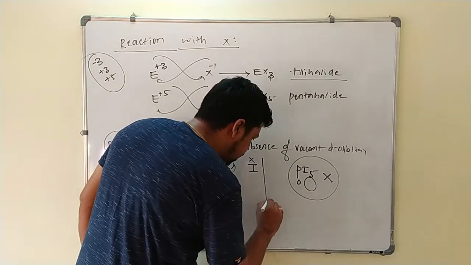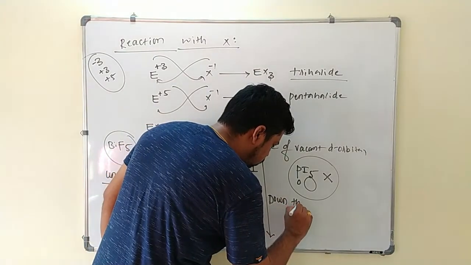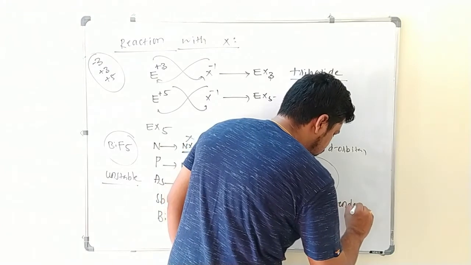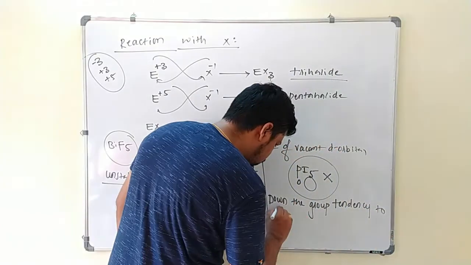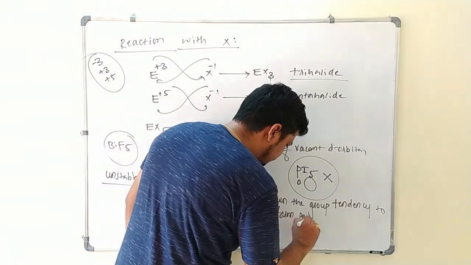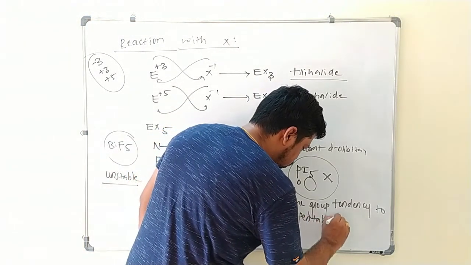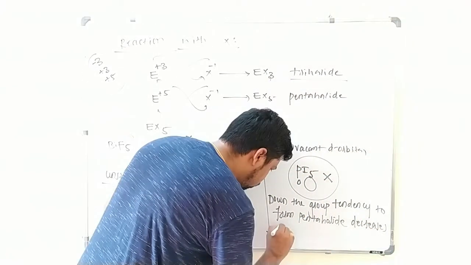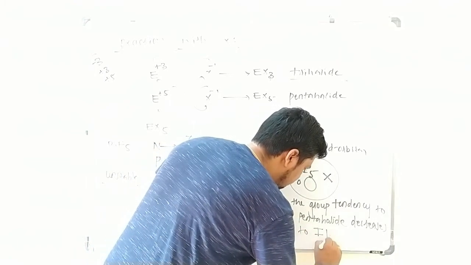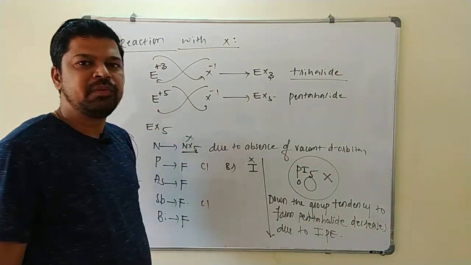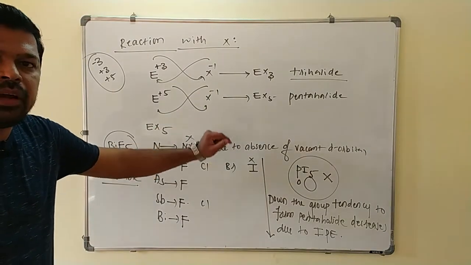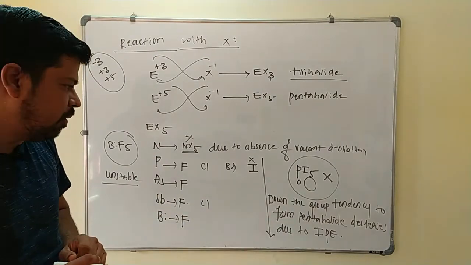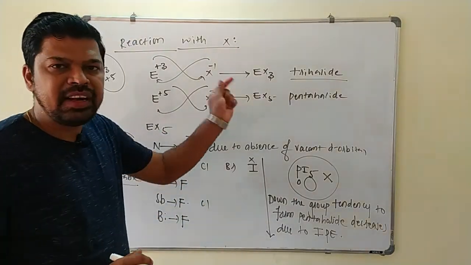I'll write one line here. Down the group, the tendency to form pentahalide decreases due to the inert pair effect. What happens in the inert pair effect? Due to the inert pair effect, only the +3 oxidation state becomes stable in the heavier elements. That's why pentahalides are not formed here. This is about trihalides and pentahalides.